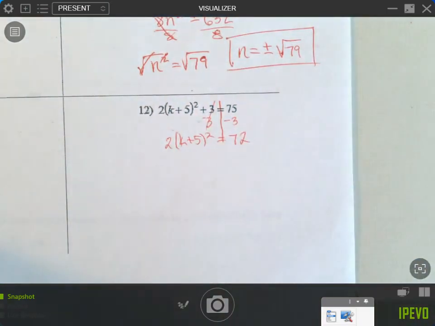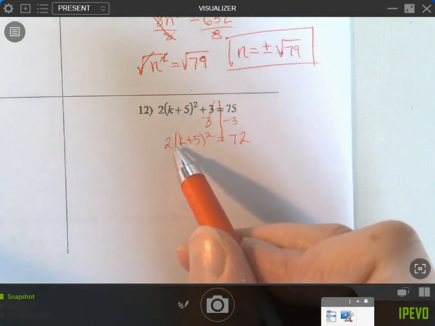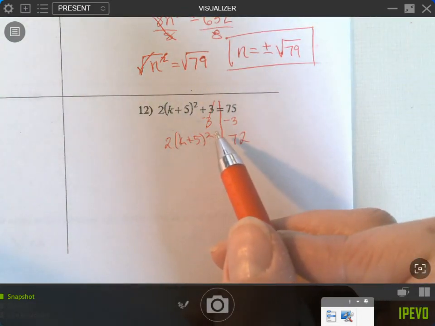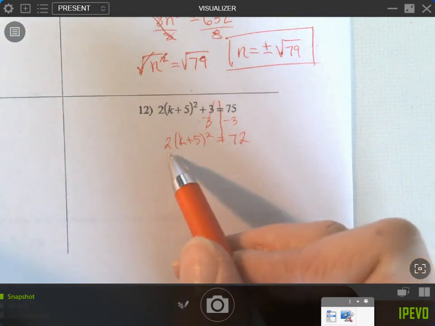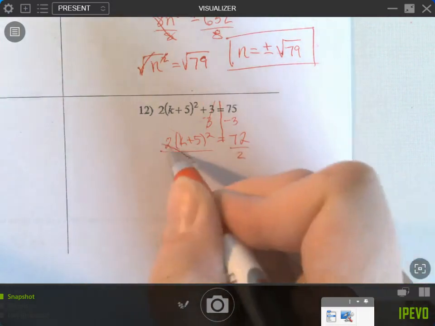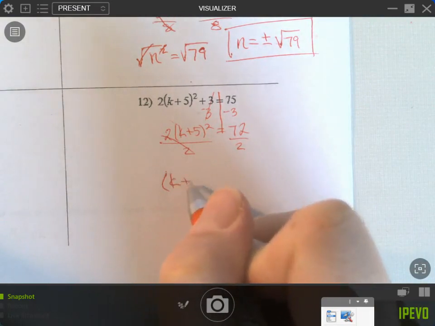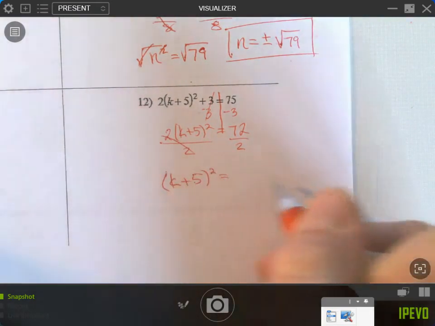Now, I want to talk about this. One of the mistakes people make is they distribute that 2. You can't distribute because that's multiplication, and you can't distribute the power, you don't want to FOIL it. So you need to get rid of the 2. Pick it off by dividing it, okay? So you cannot distribute it, you have to get rid of it. What's left is k plus 5 squared equals what?